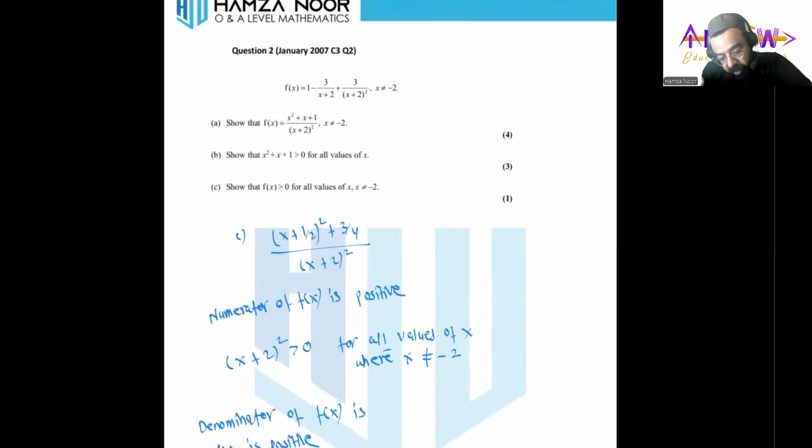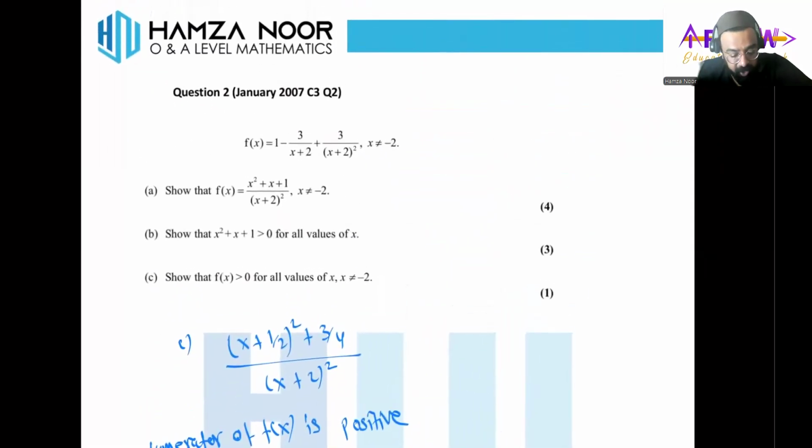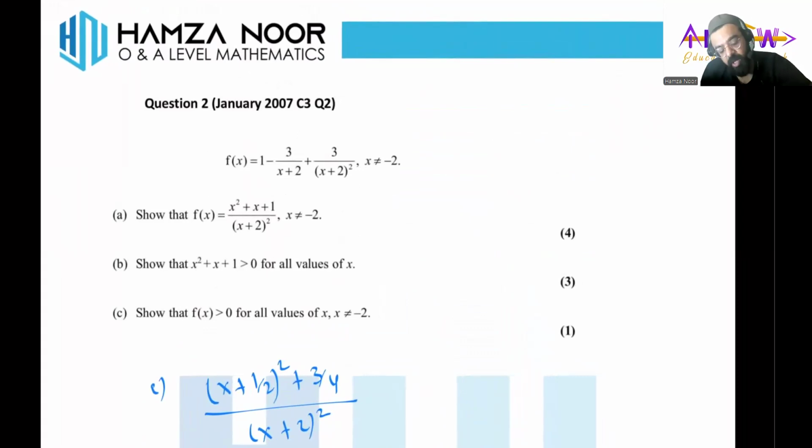In part C, you need to show that fx is greater than 0 for all values of x where x is not equal to -2. Because at x equals -2, we would have an asymptote if we make the sketch of the graph of fx. At x equals -2, this function fx is going to be undefined. So we need to consider this domain as well, that x is not equal to -2.